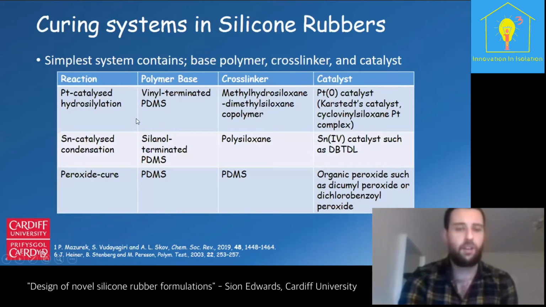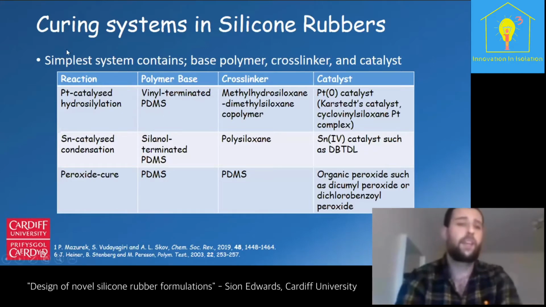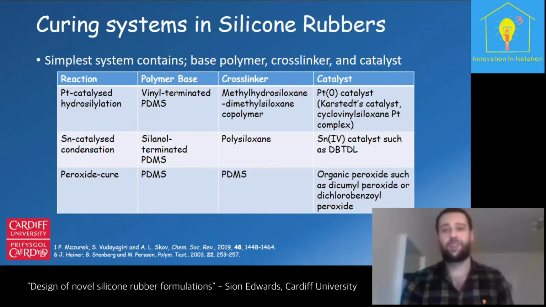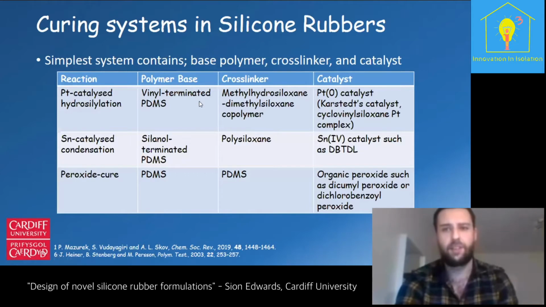So in this, your PDMS polymers are normally terminated either end with a functional group. In the case of the platinum catalyzed hydrosilylation, you need an unsaturated bond on either end, so that's probably most likely a vinyl group. Your cross-linker is a methyl hydrosiloxane dimethyl siloxane copolymer. So the dimethyl siloxane is sort of an inert section, whereas the hydride from the methyl hydrosiloxane is the other part of the reaction. And you have a platinum zero catalyst. So platinum of other oxidation states is less effective. So to recap, hydrosilylation, a reaction between an unsaturated bond, a hydride, and a silicon component catalyzed by platinum.